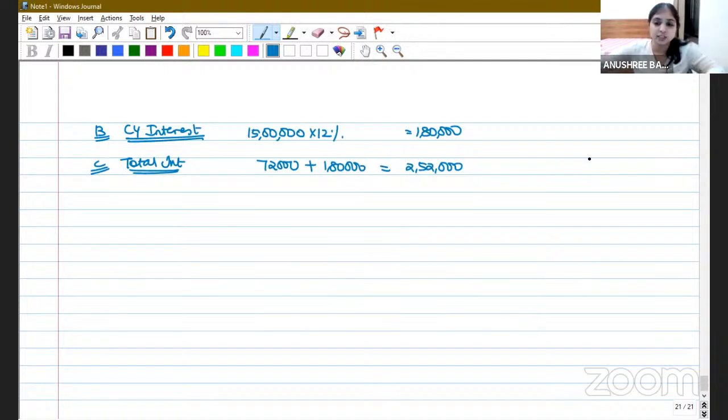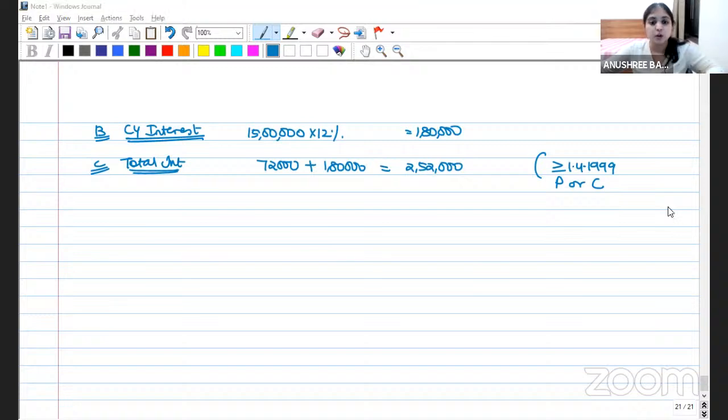What are the 3 conditions? Number 1, loan is borrowed on or after 1st April 1999. Number 2, loan is borrowed for purchase or construction of property. Number 3, purchase or construction should be completed within 5 years from the end of the previous year in which the loan is borrowed.